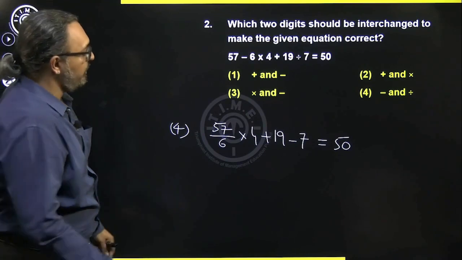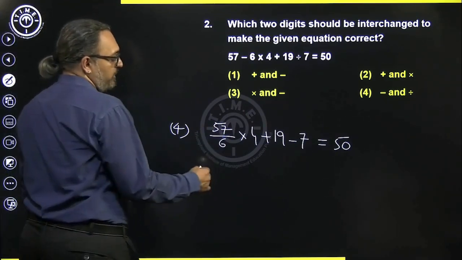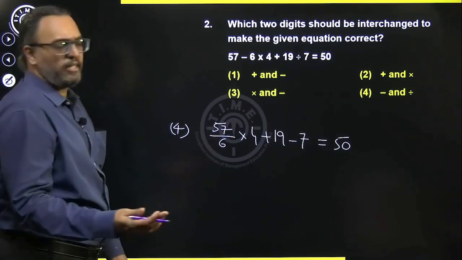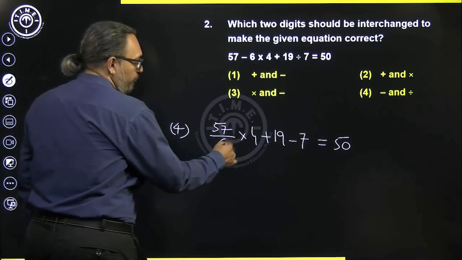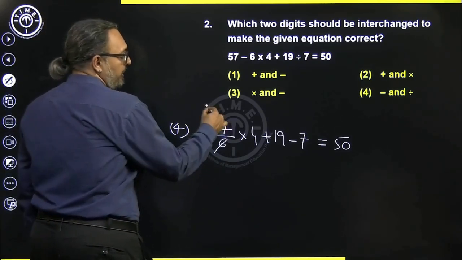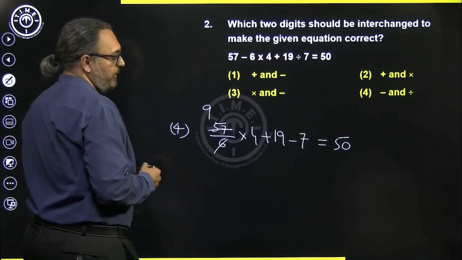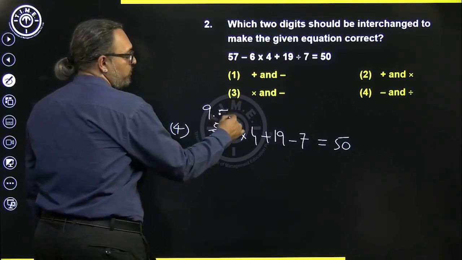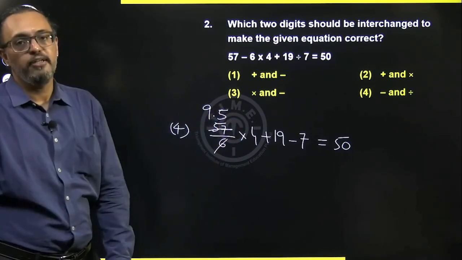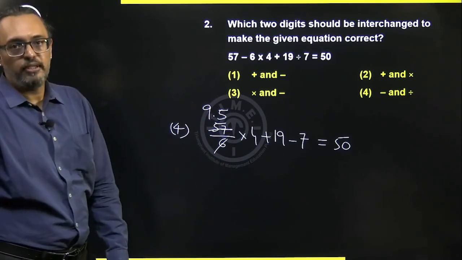Correct? So then let us see this. Now what is 57 upon 6? This also you are slightly going to get in decimals, but 6 goes 9 times 54. Correct? Then you have 30, then 6 goes 5 times 30. So 9.5 you are getting, then into 4.